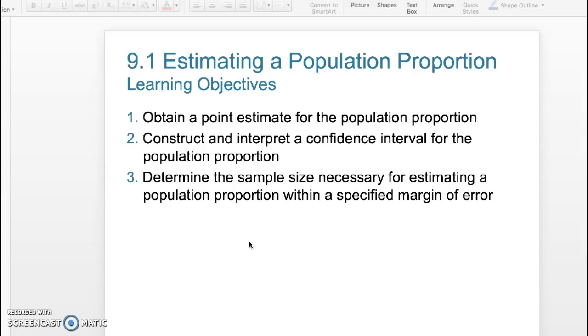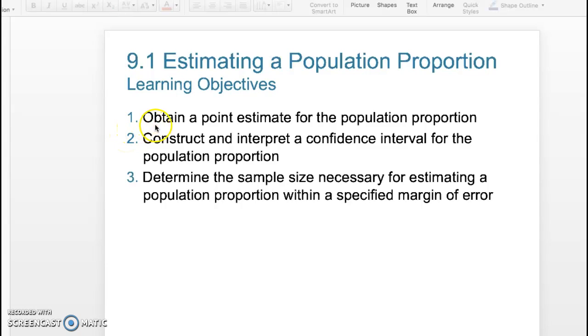9.1 focuses on population proportions, something we've been discussing a lot, particularly in section 8.2. There are 3 objectives in the section, and this video is really going to address the first 2. Your book has some really good examples of the third. 1 and 2 are where we're going to do some by hand, and in particular 2 is where we're going to do a lot of StatCrunch work.